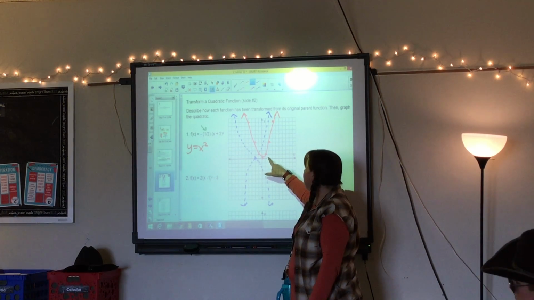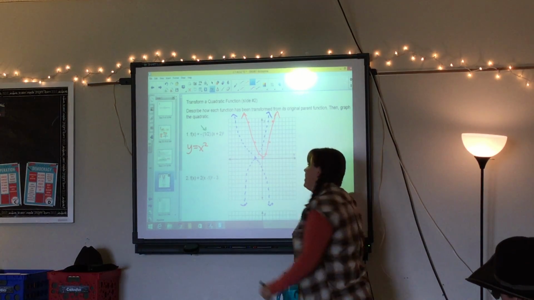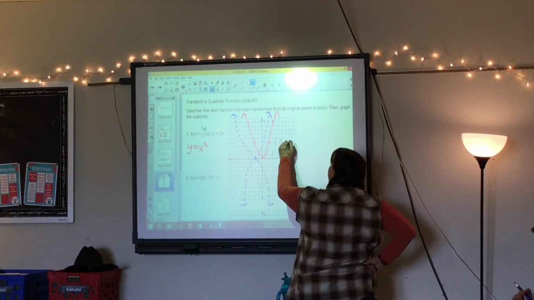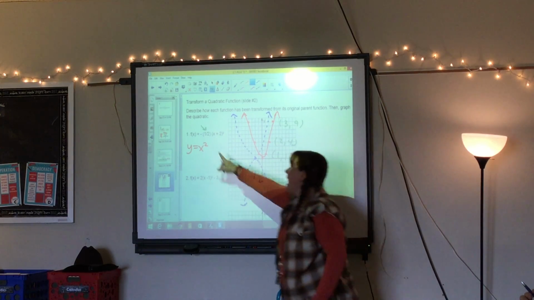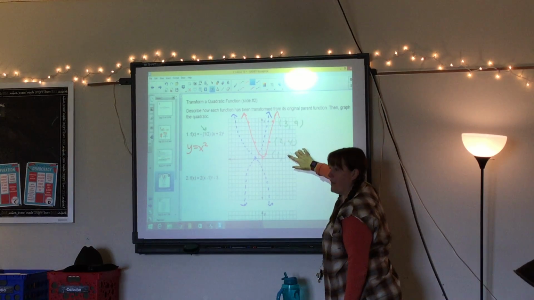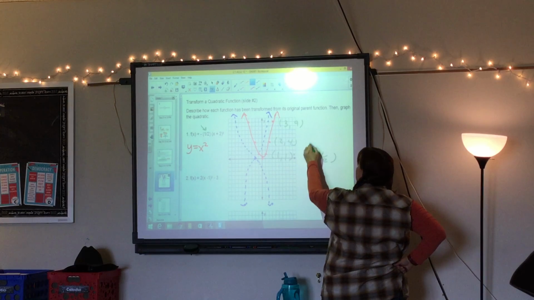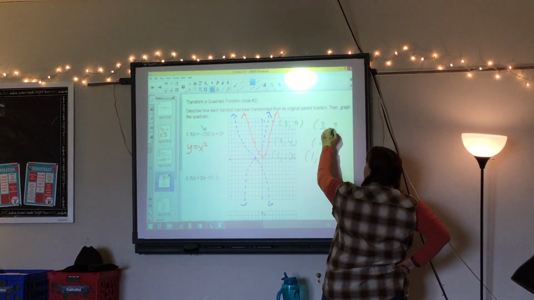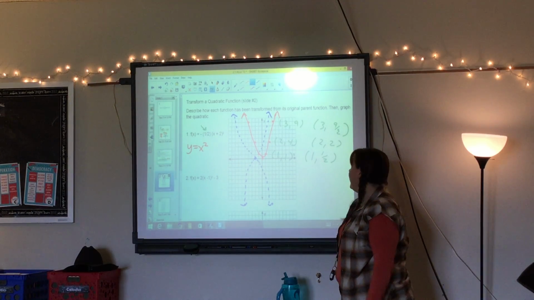I'm going to go over 2 and only go up 2, because this one is 4. So here are my points: 1, 1, and 2, 4, and 3, 9. This 1/2 multiplies each one of those by 1/2. So my new points would be 1, 1/2, 2, 2, and 3, 9/2, just like 4.5.